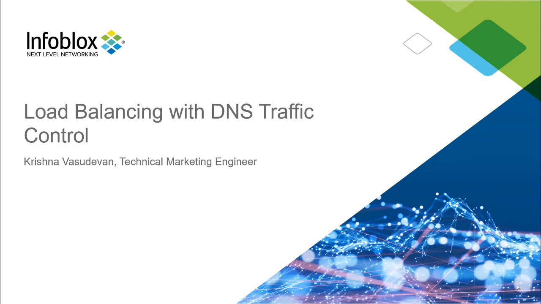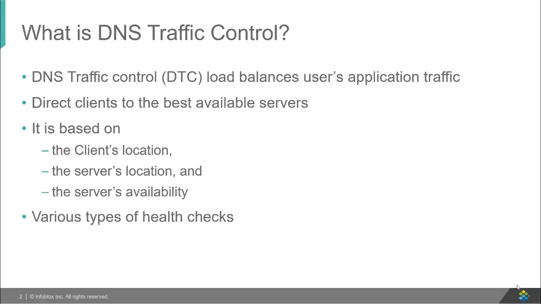This video will talk about load balancing with the help of Infoblox DNS Traffic Control. DNS Traffic Control, DTC, uses DNS to direct users to an appropriate instance of an application. It load balances users' application traffic based on the client's location, server's location, and the server's availability. Through DNS Traffic Control, IT administrators can now set up multiple sites and direct clients to the best available servers.